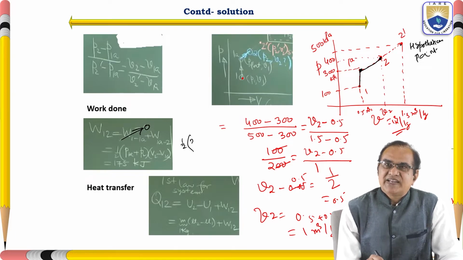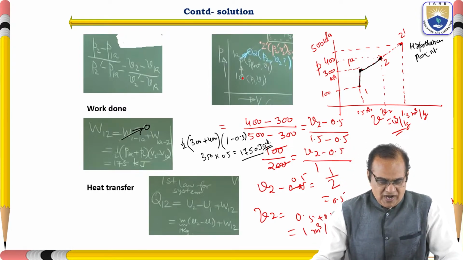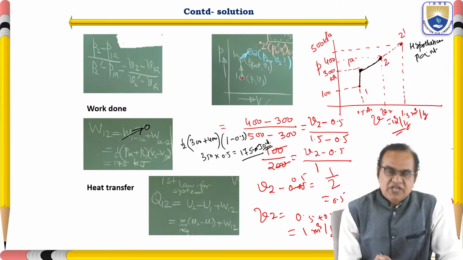Half of P1A, 300 plus 400. Then V2 is equal to 1 minus 0.5. So 300 plus 400, that is 700, half is 350, into 0.5. So this we will get 175 kilojoule. This is the work done which we have got.